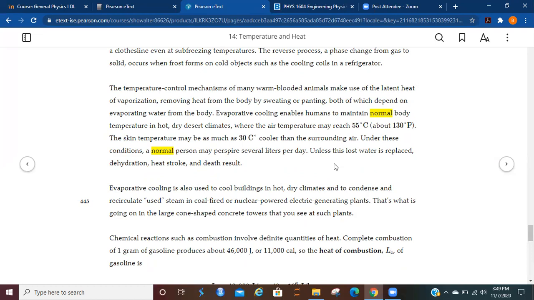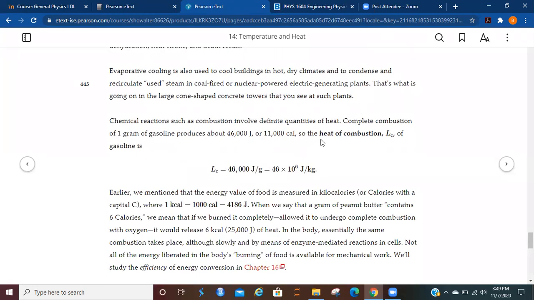The skin temperature may be as much as 30 Celsius degrees cooler than the surrounding air. Under these conditions, a normal person may perspire several liters a day. Unless this water is replaced, dehydration, heat stroke, and death result. Bad things. Evaporative cooling is also used to cool buildings in hot, dry climates and to condense and recirculate used steam in coal-fired or nuclear-powered electric generating plants. And that's what's going on in the large cone-shaped concrete towers that you see at such plants.